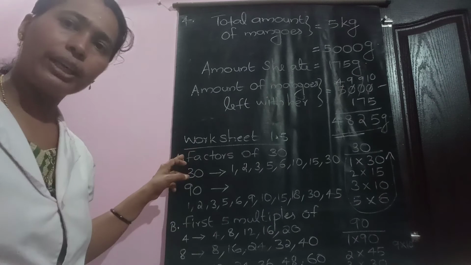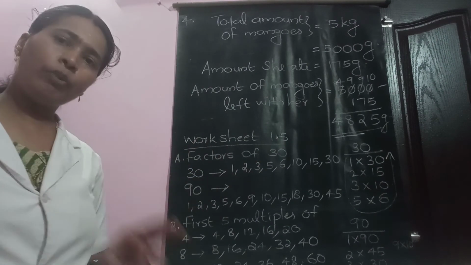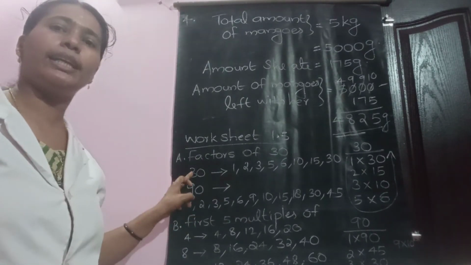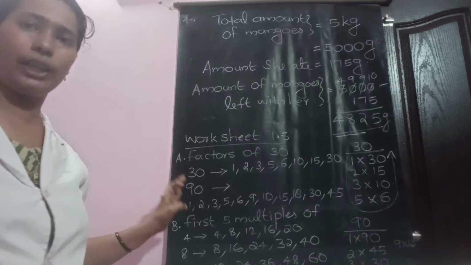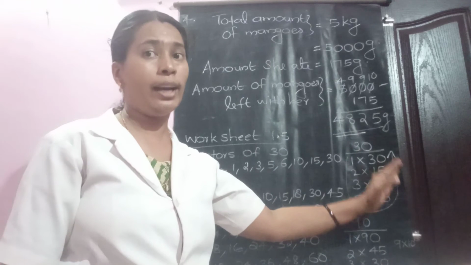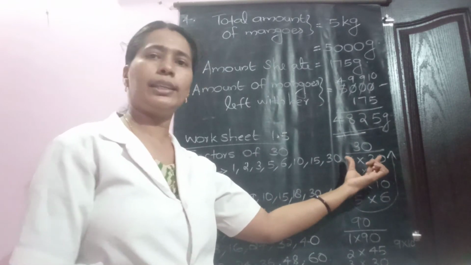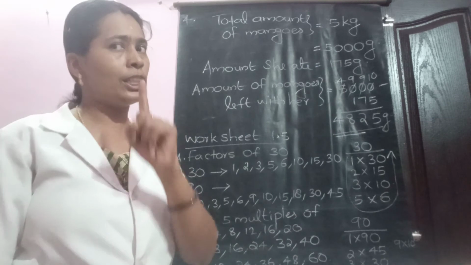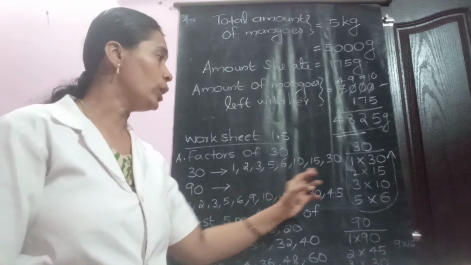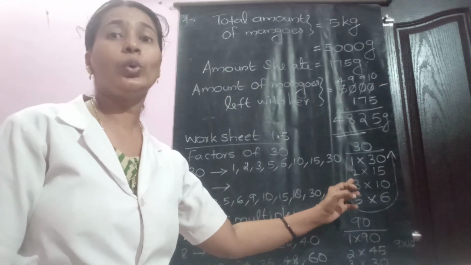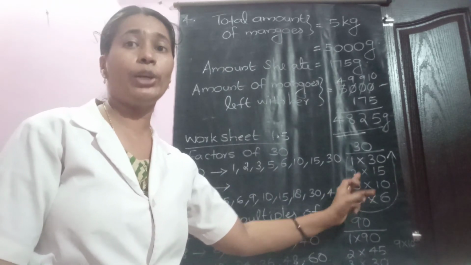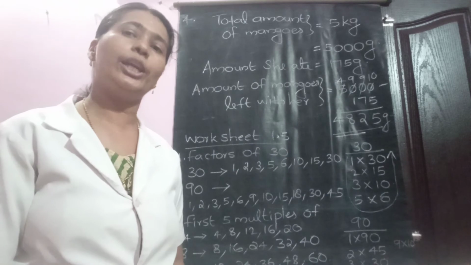Let me move to worksheet 1.5. Teacher is doing only 2 questions. The first one is factors of 30 and 90. Factors of 30 means you take the number 30 to your right hand side. Then how can you represent 30 as a product of numbers? First pair will be 1 into 30 on each side. Then second pair, check whether it is divisible by 2. So 2 into 15 is possible. Next one, 3. 3 into 10 is giving 30.